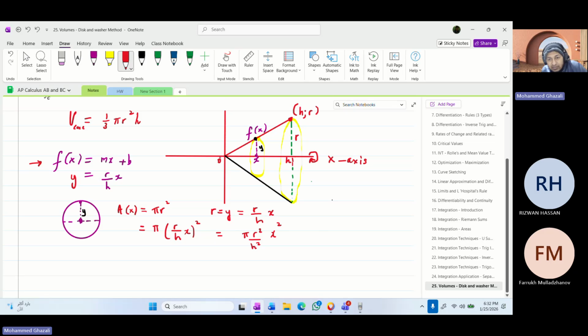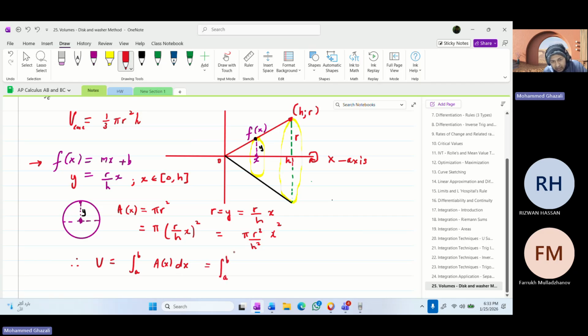And you are integrating from 0 to h, where x is between 0 and h. That's the boundary that you are integrating from. Remember, this function is only drawn from 0 to h, okay? So let me take 0 to h out. The function is drawn from 0 to h. Therefore, what is the volume? Volume is the integral from a to b of the area in terms of x dx, because this is the rotation about the x-axis.